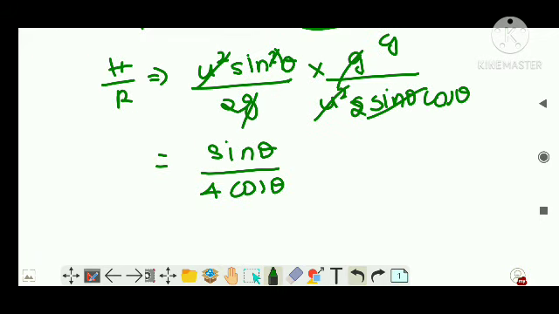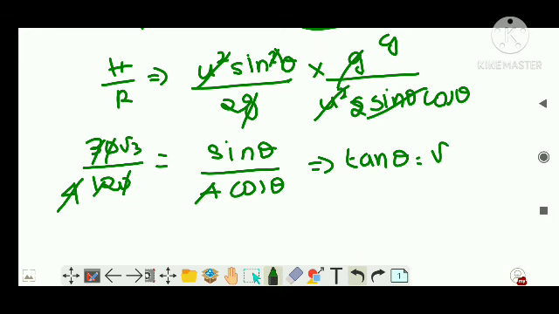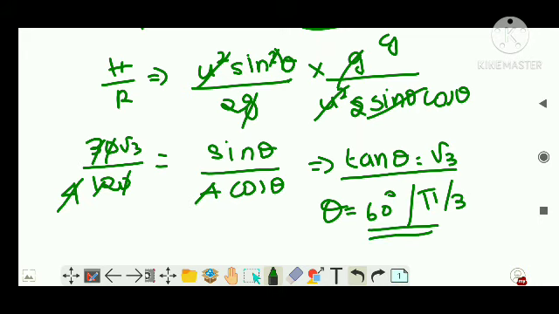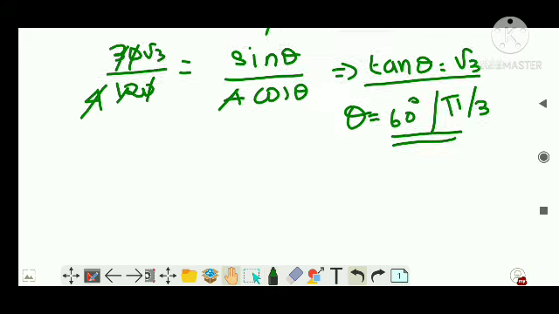Then what is the numerical value of h by r which is given? That is 30 root 3 by 120. Now 0 0 cancels, 3 12 cancels, 4 4 cancels. I get tan theta is equal to root 3. And for which angle theta is tan root 3? Theta is 60 degree, or I can write it as pi by 3. Clear?